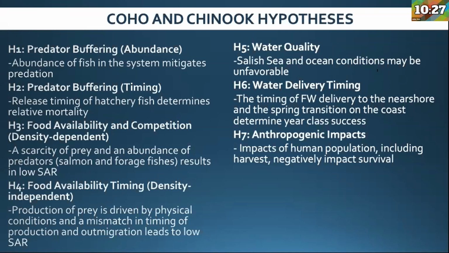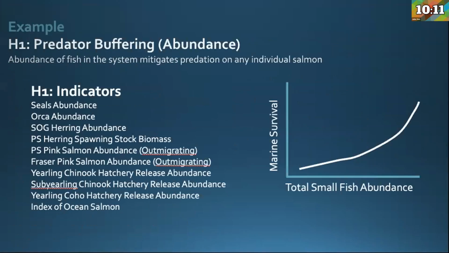Did the fish have a lot of time to get used to the osmotic changes from freshwater to saltwater, that kind of thing. And then the last one was anthropogenic impacts, so looking at the impacts of human population, including harvests that might be negatively impacting survival. So we had these 7 hypotheses.